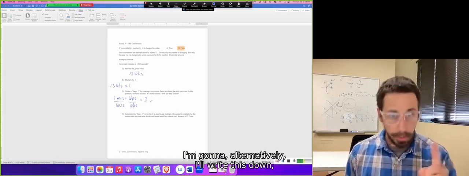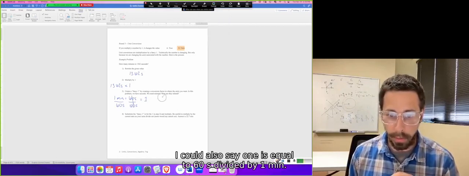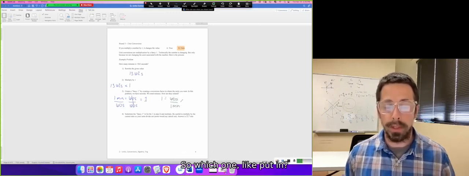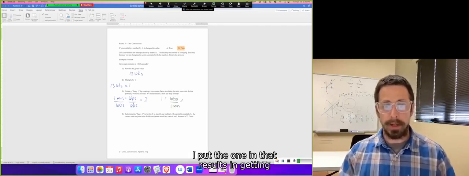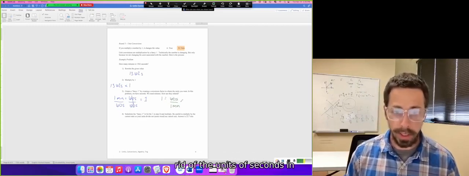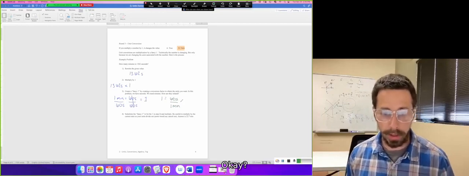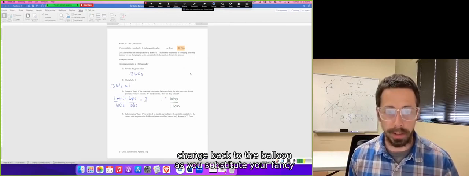So this is what I mean by creating that fancy one. Alternatively, I'll write this down in green. I could also say 1 is equal to 60 seconds divided by 1 minute. So there are 2 equivalent ways of saying this, right? So which one do I put in? I put the one in that results in getting rid of the units of seconds and provides a unit of minutes. Okay, so I'm going to change back to the blue.